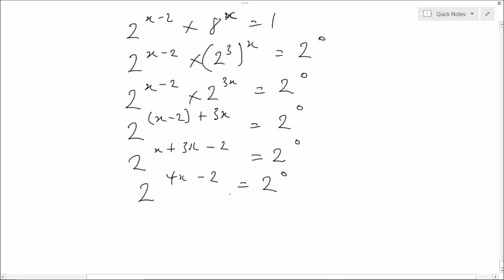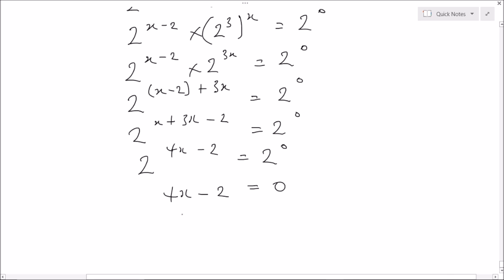Now you see that the bases here are the same, hence we can equate the exponents. Okay, so we have 4s minus 2 is equal to 0. So it's simple to find the value of s. Thus we have 4s is equal to positive 2. s is equal to 2 over 4, that is, divide both sides by 4. So we have, therefore, s is equal to 1 over 2. That is, 2 over 4 is the same as 1 over 2.